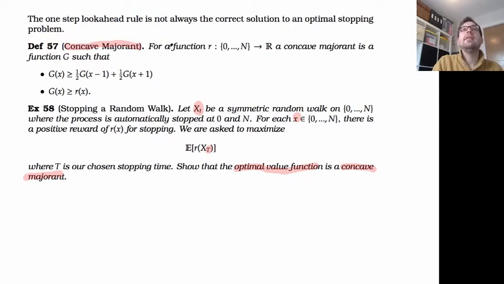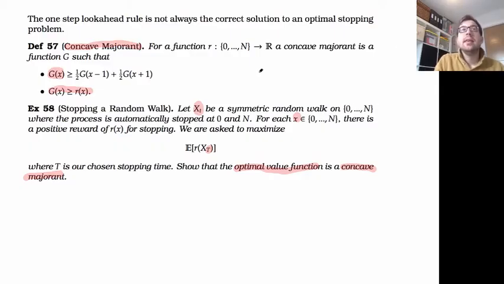For a function R that goes from the set 0 to N to the real numbers, or in our case, positive real numbers, a concave majorant is a function g such that g(x) is bigger than R(x). So in that sense, it's a majorant. It's bigger than R(x). And it's also concave, meaning that the value of the function g(x) is bigger than half the value of the point below it, plus a half the value of the point just above it. So let's just draw a picture of that quickly.